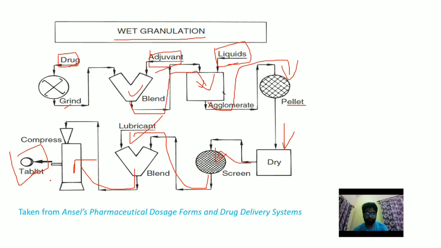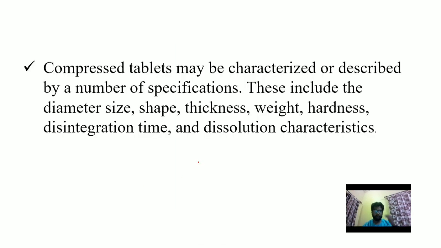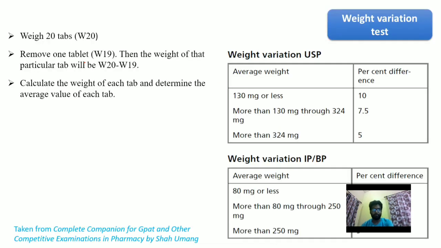Okay, so the major evaluation processes regarding tablets are the weight variation test, disintegration test, dissolution test, and friability test. All these are the major characteristic evaluation tests for tablets. Okay, see, first is the weight variation test.